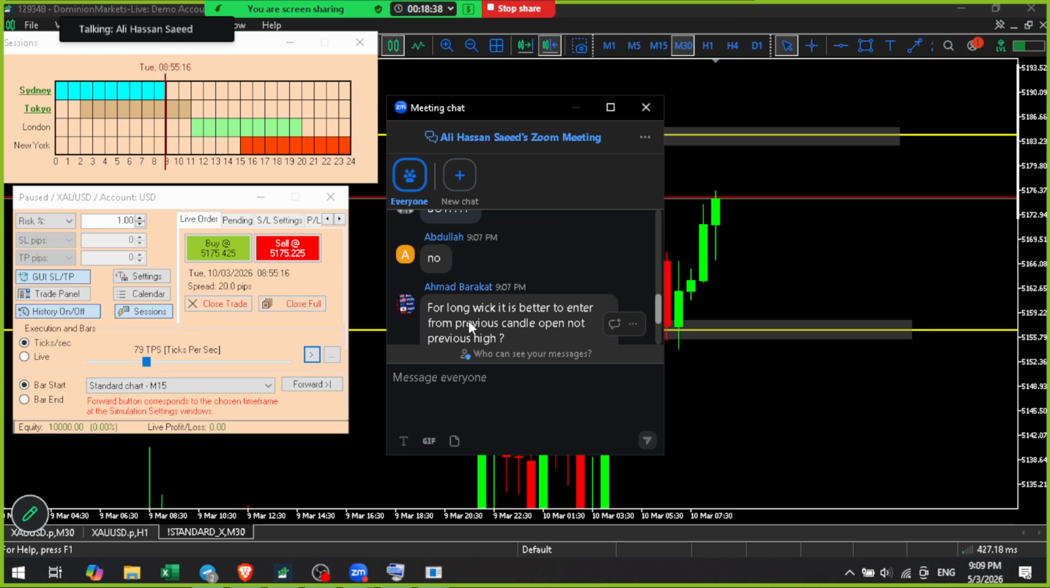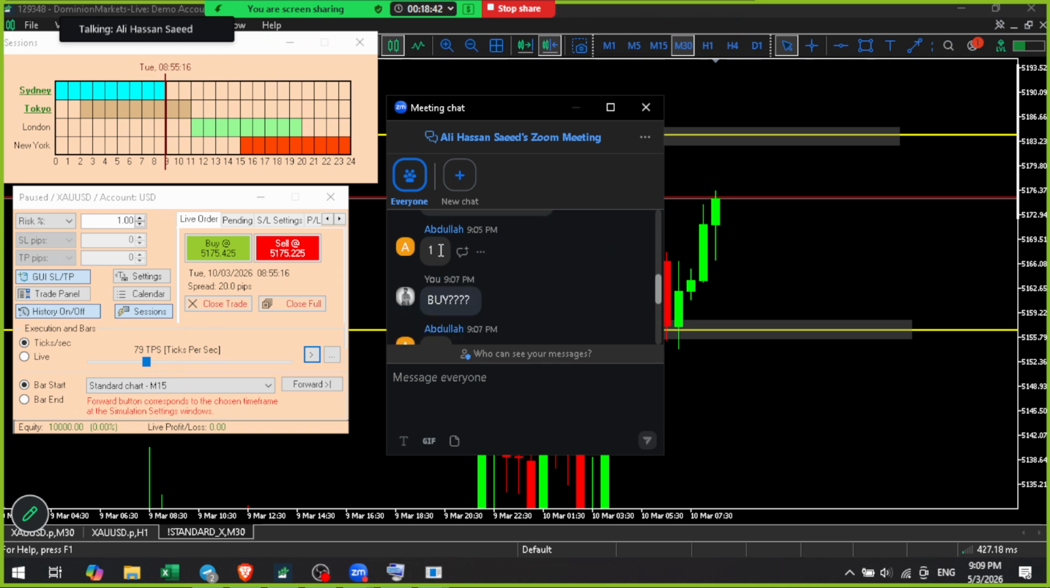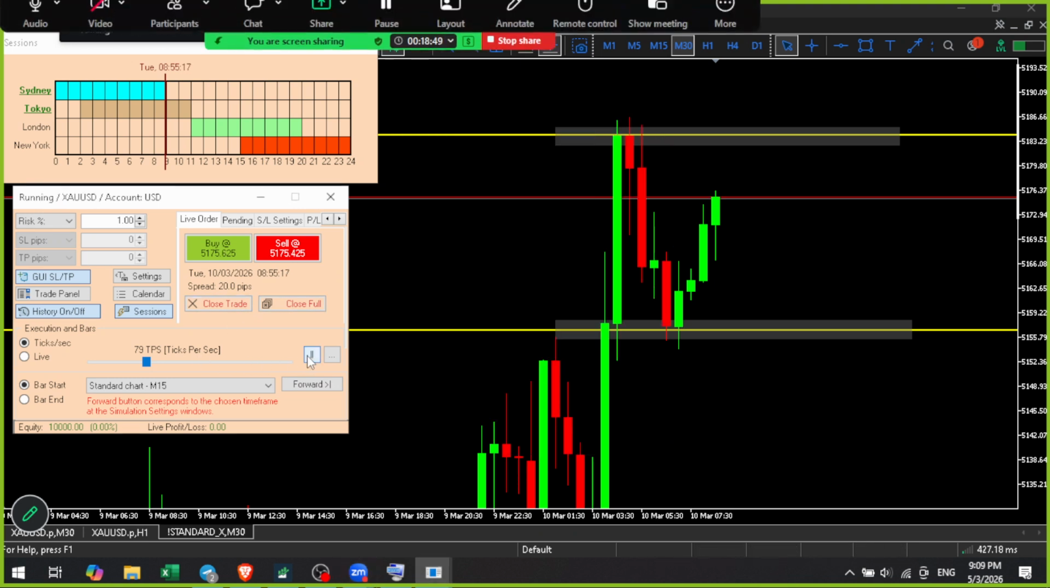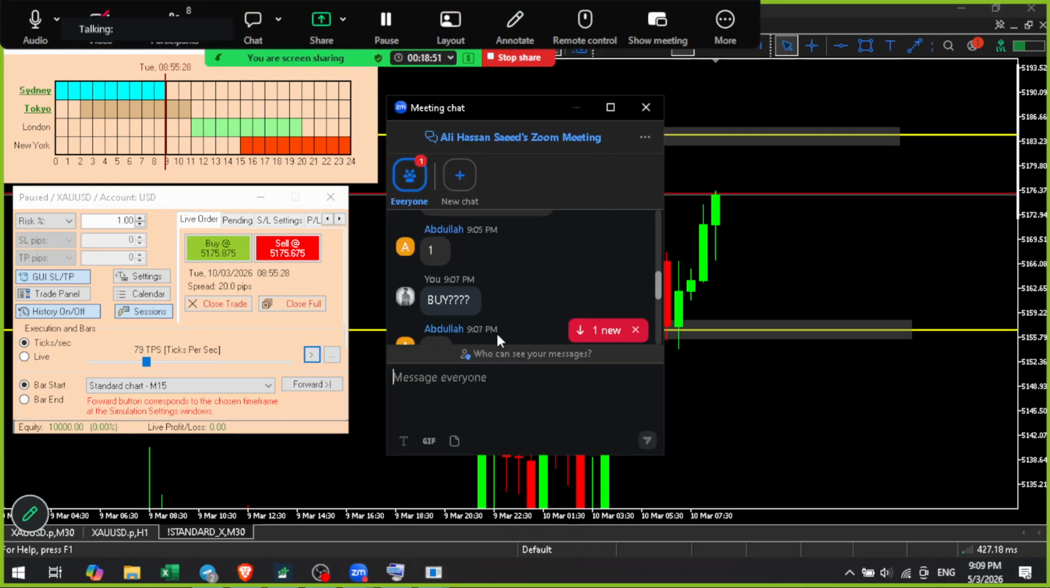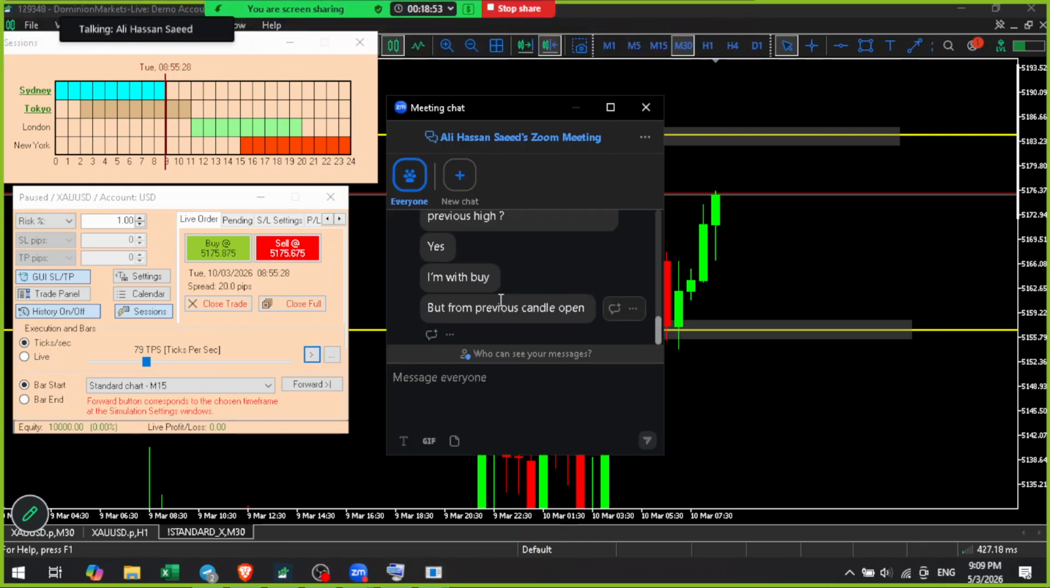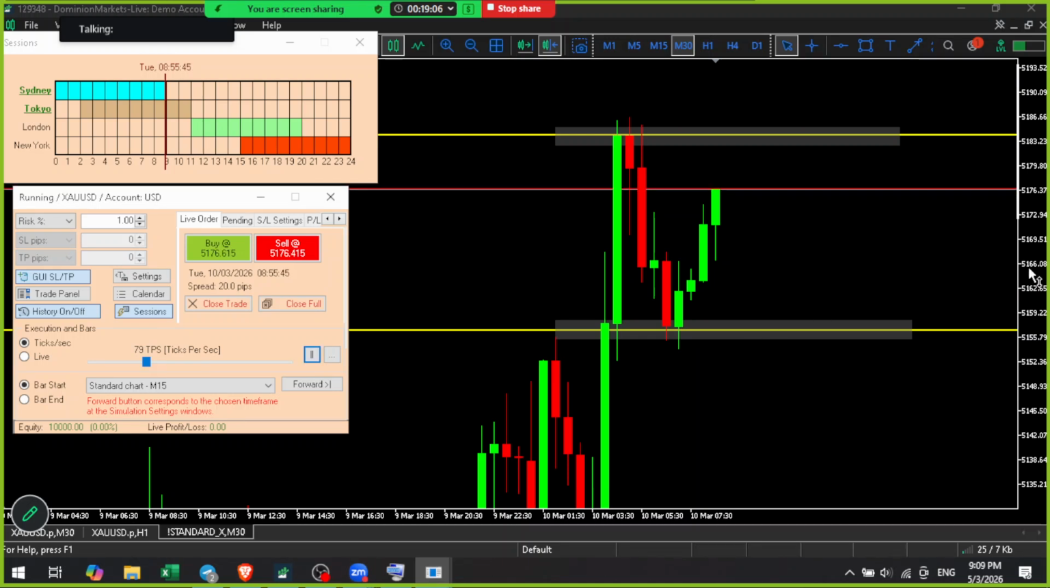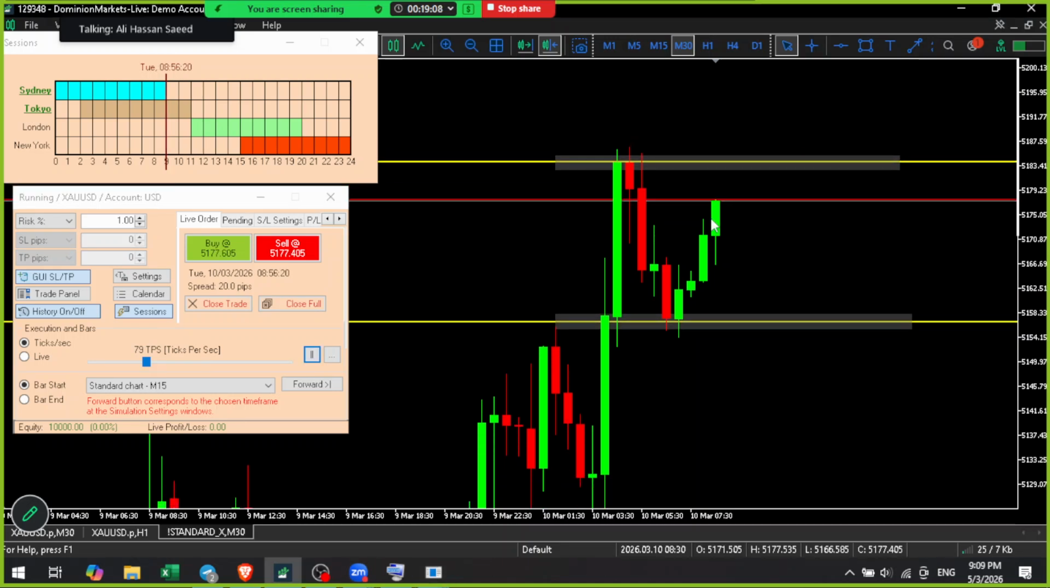Ahmed is a vote for buy. Abdullah says we should not buy. I am also saying we should buy. I'm with buy, but from the previous candle open. Okay, buys would have been only possible if we were at this open. So we should not be in a buy at this point.